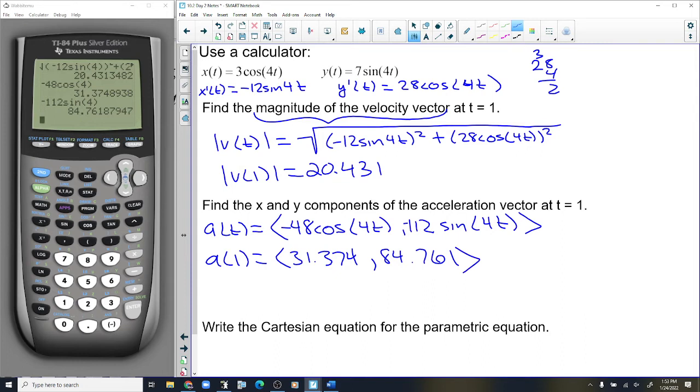Now write the Cartesian equation for the parametric equation. Well, it's cosine of 4t and it's sine of 4t. Those are the same argument. So it's x squared over 9 plus y squared over 49 is equal to 1. It's an ellipse, because we're taking the sine and cosine of the same thing. If it's different, then we're in trouble. Then we've got to come up with something else.